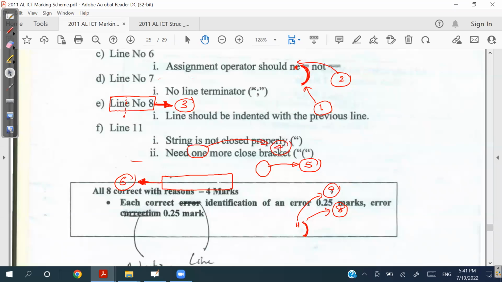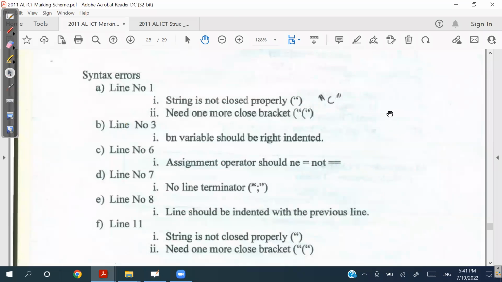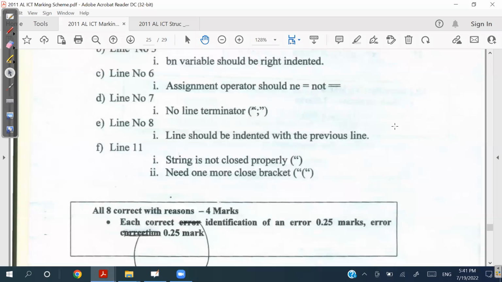So sorry, my numbering problems. It is 7 and 8, not 8 and 9. Yeah, so we captured all the errors. So that means it's going to give you the marks on this particular manner. So there are 8 errors.